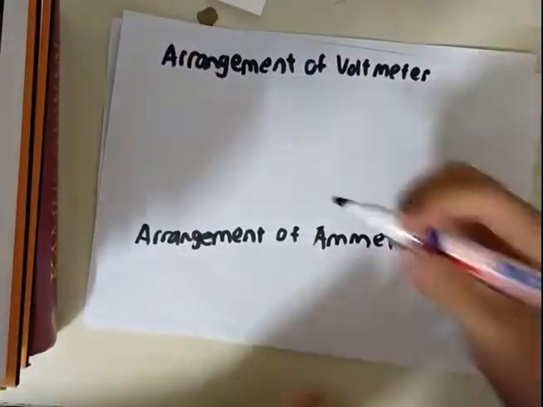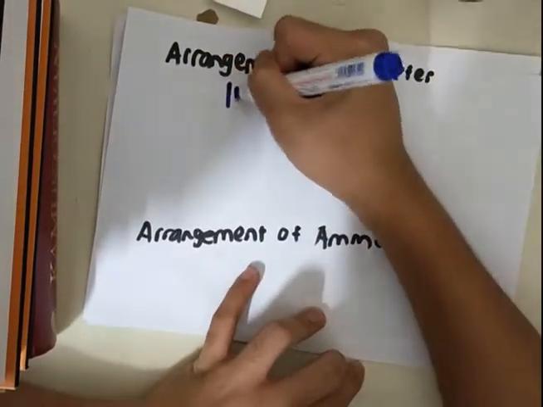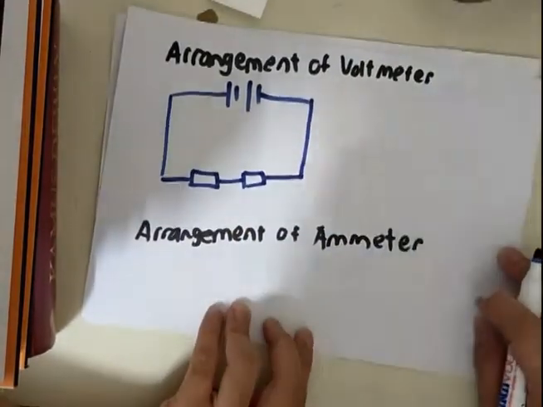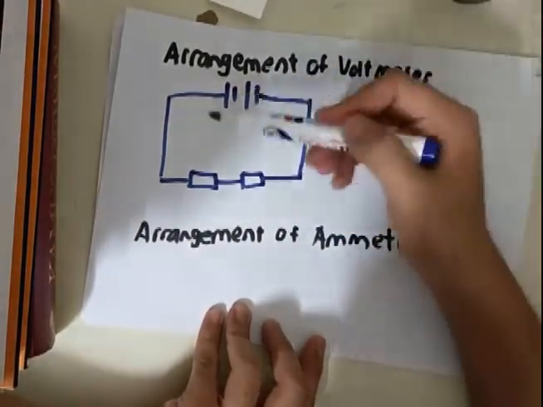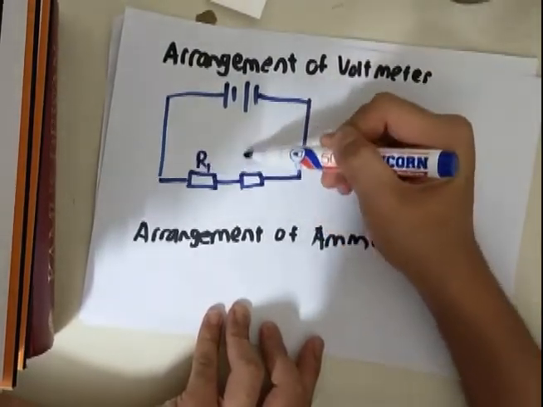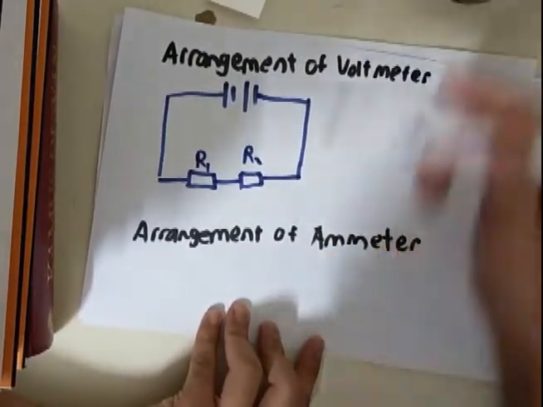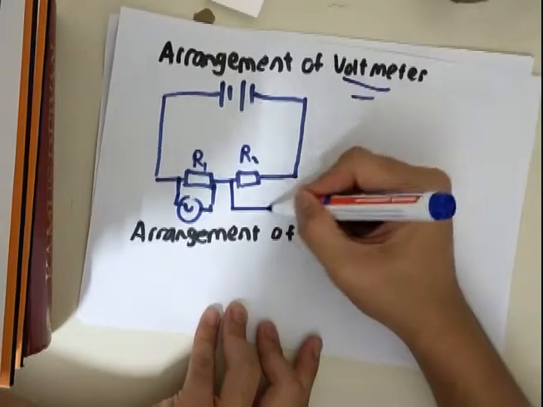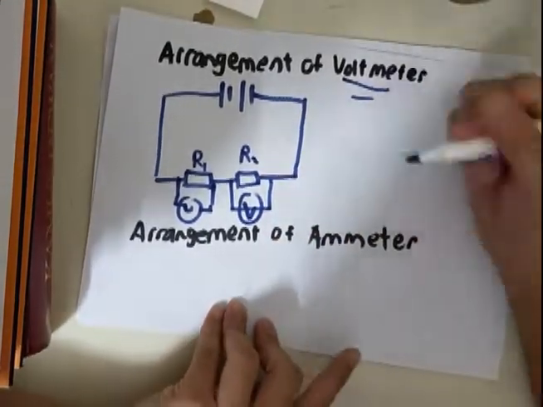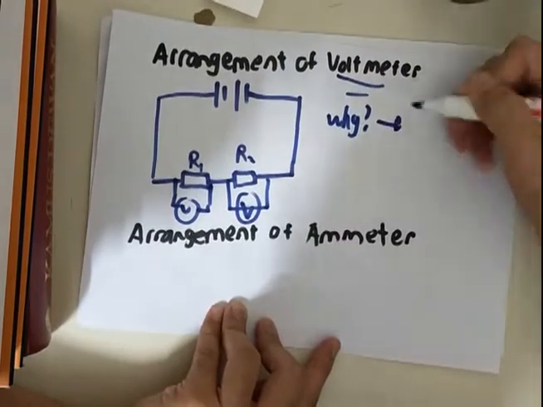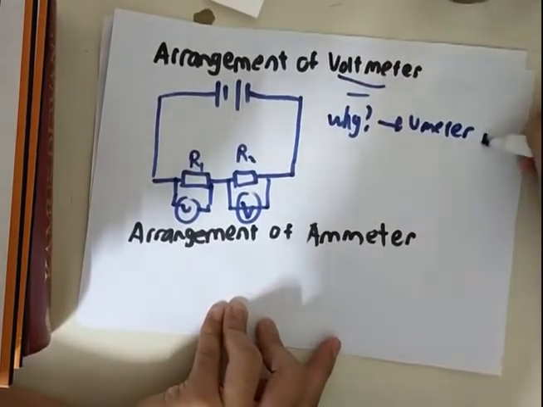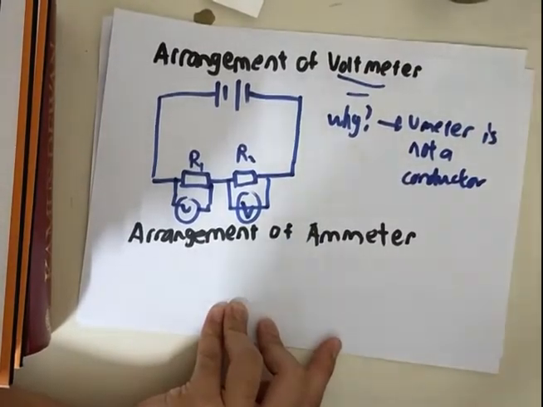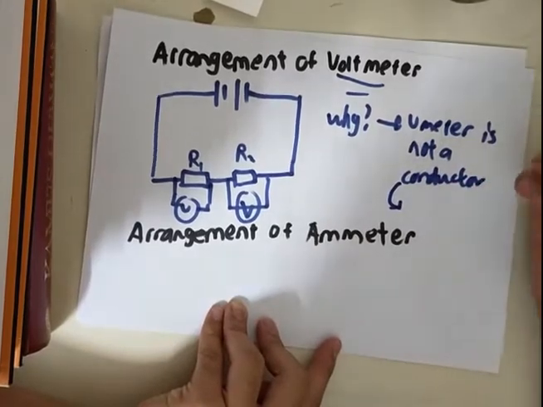Okay, so next thing we have to learn is the arrangement of the voltmeter. The arrangement of the voltmeter is like that. Here we have a circuit with two resistors, resistor 1 and resistor 2. So how do we fit in the voltmeter? We have to fit it like that, parallel to the circuit. Why parallel? It's because your voltmeter is not a conductor. When it's not a conductor, it will not let any current pass through.